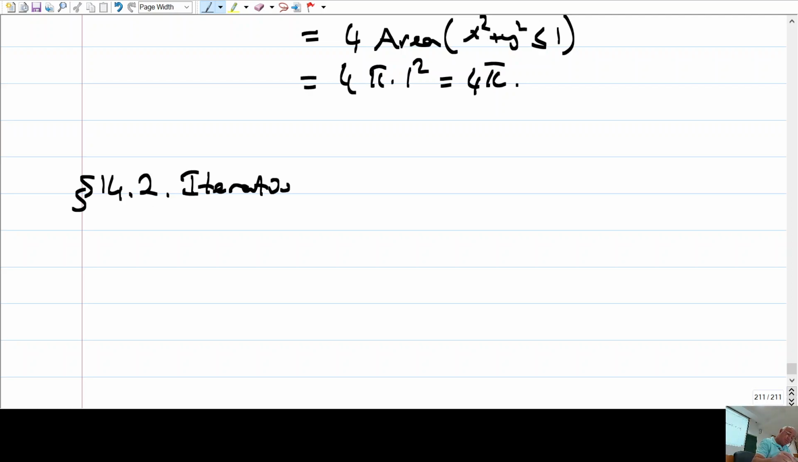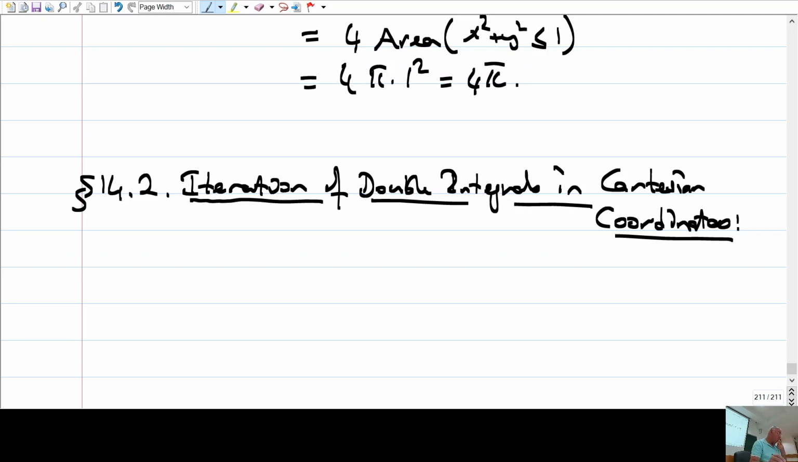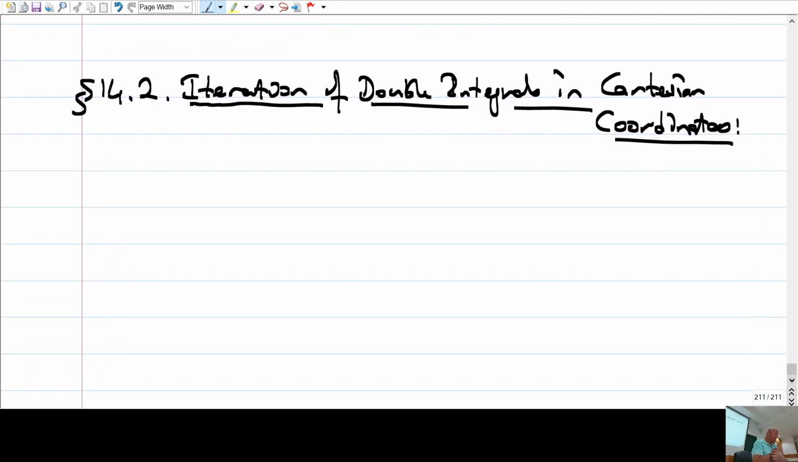Iteration of double integrals in Cartesian coordinates. Let's see, what do we mean by this? We will talk about simple regions, x simple and y simple regions.